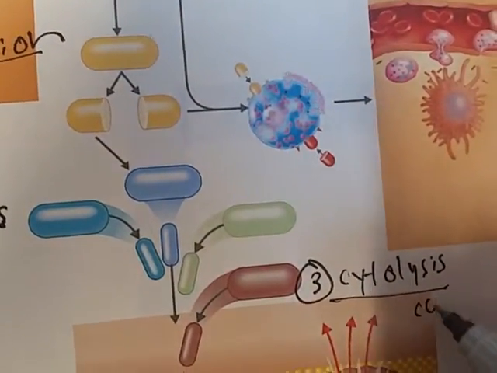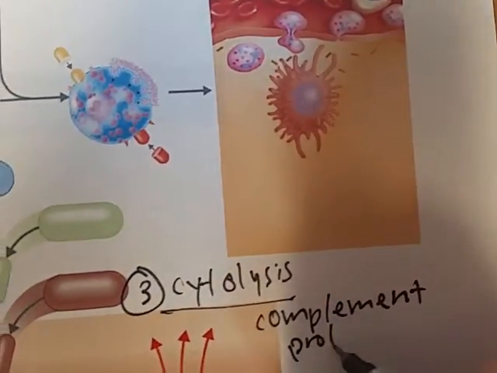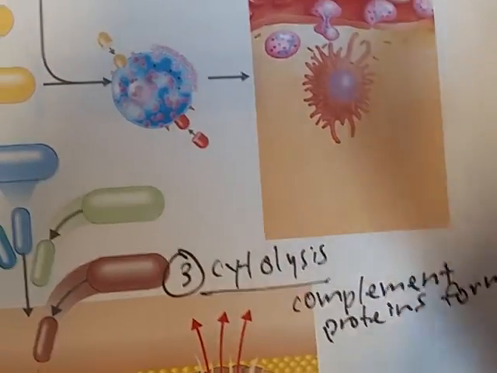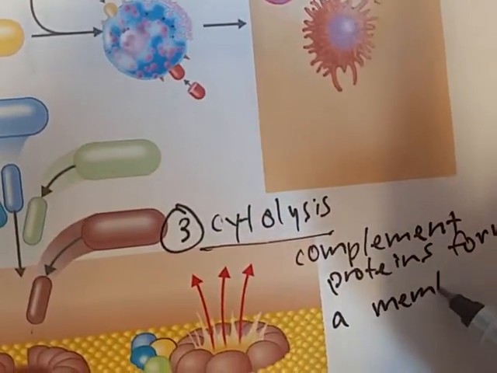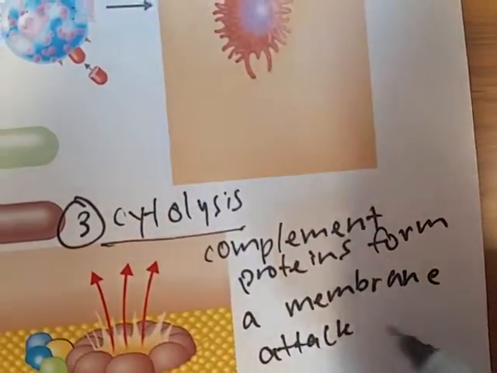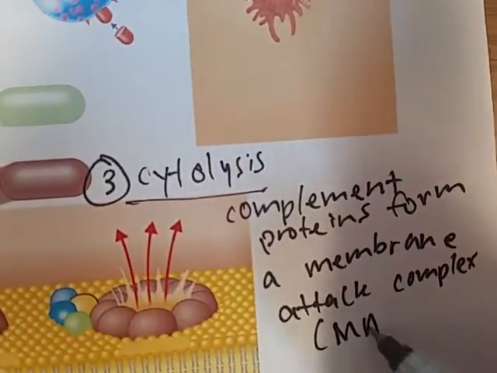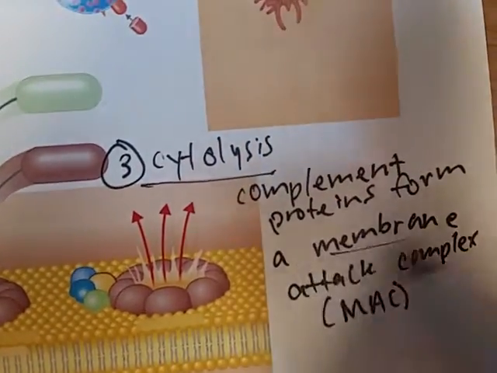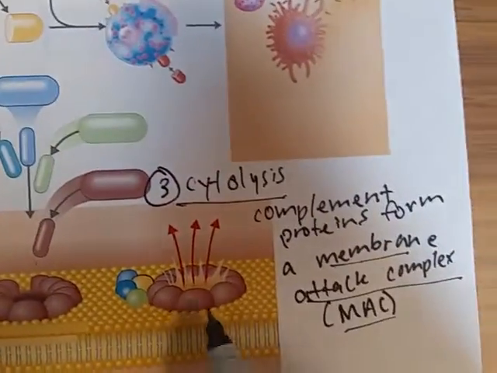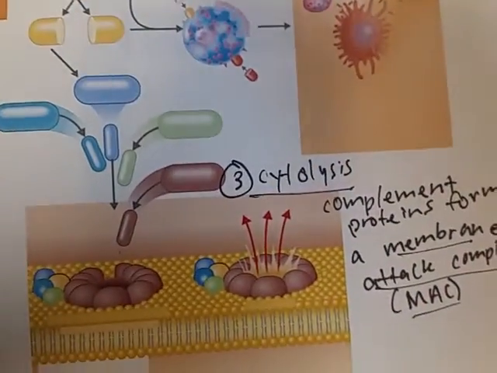and this is because the complement proteins are going to form a membrane attack complex, or a MAC. So that membrane attack complex, that's just, like I said, this little kind of tunnel-like thing that's formed in the membrane, causing that cell to burst open and lyse.